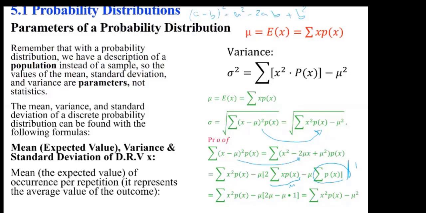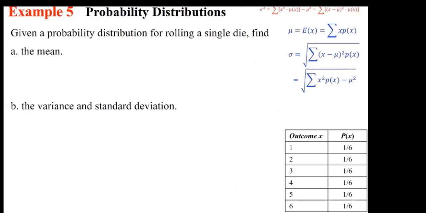Let's look at an example. By the way, remember p of x in essence is 1 over n. So given a probability distribution for rolling a single die, given at the bottom, we want to find the mean, which simply put, we are going to use this formula. All you have to do is multiply the first column by the second column and add them up. The definition of this formula is very simple: multiply all the x's by their corresponding probabilities.